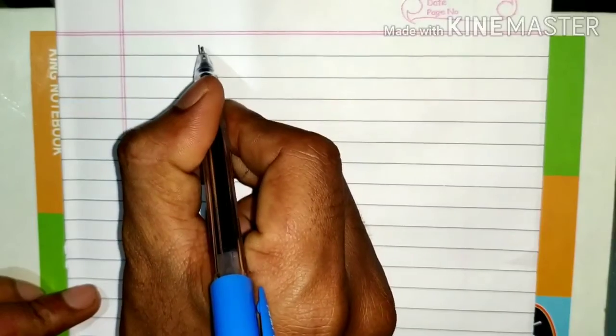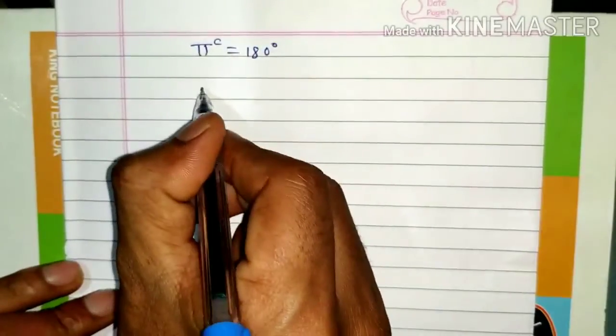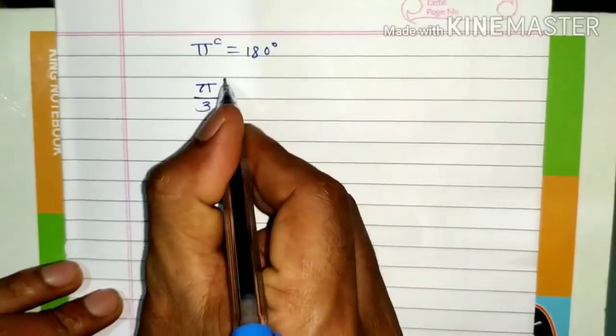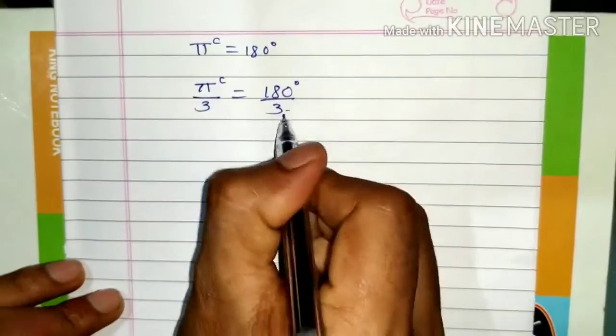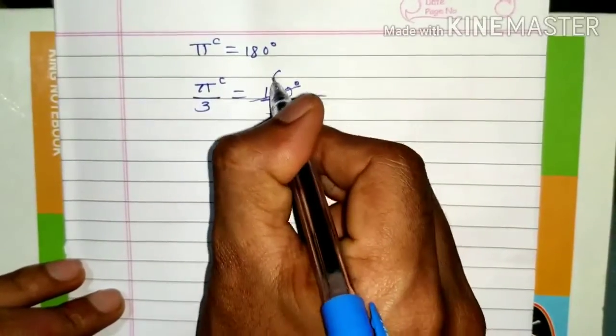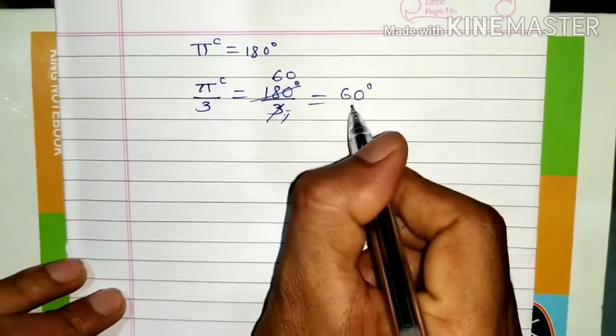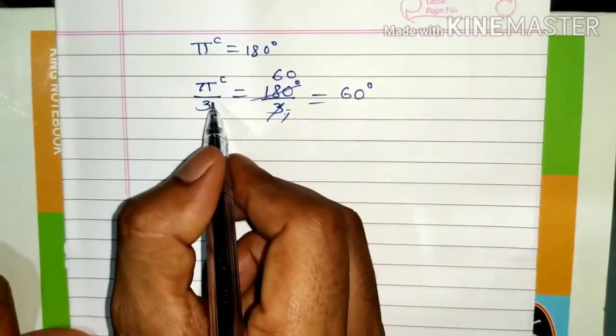Pi radians is equal to 180 degrees, correct? So if you consider pi by 3 radians, dividing both sides by the same number will not change the value. So 180 divided by 3, 3 ones are 3, 3 sixes are 18, gives 60 degrees. 60 degrees is equal to pi by 3 radians. This is the degree measure, this is the radian measure.